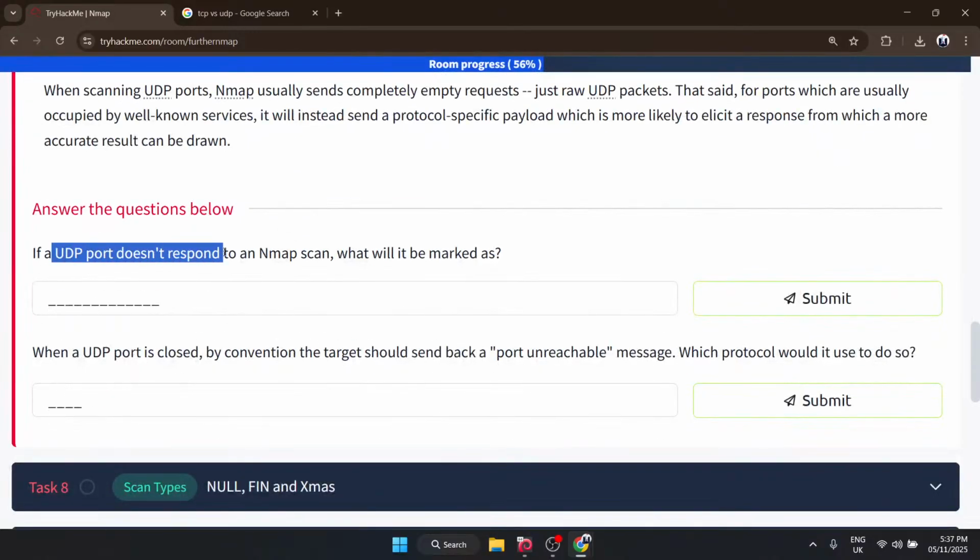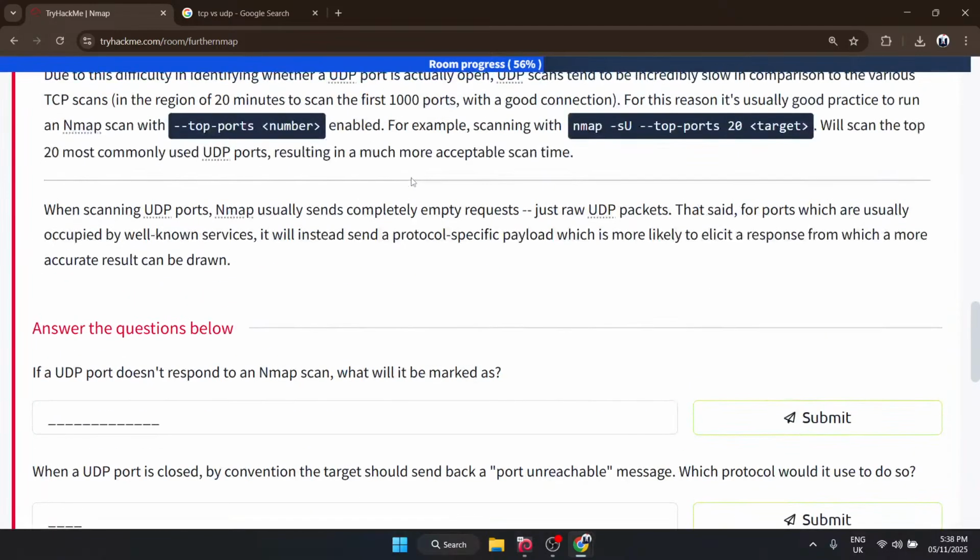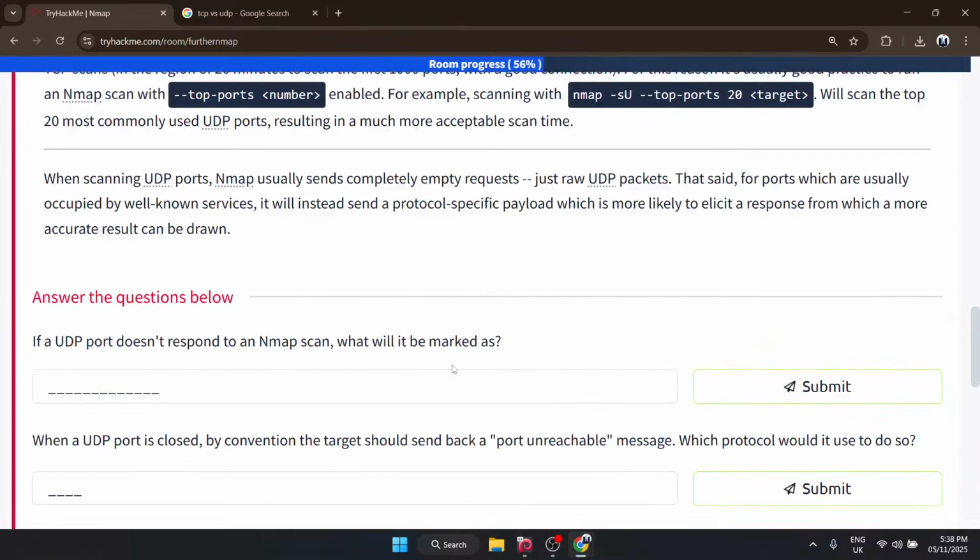So if a UDP port doesn't respond to an Nmap scan, what will it be marked as? If it is responding with ICMP unreachable, that means it's closed. But if it is not responding, then it can be marked as what? You need to give the answer.